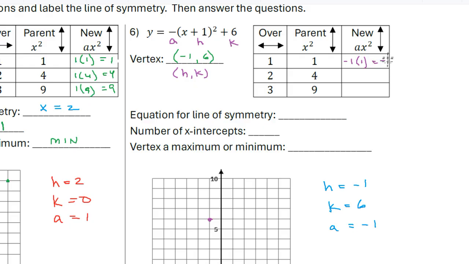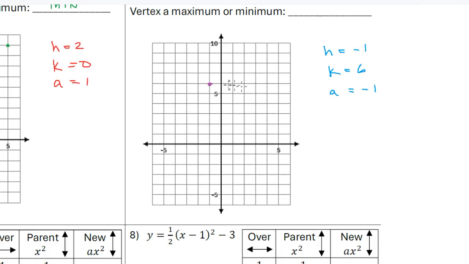So that equals -1. -1 times 4 is -4. And -1 times 9 is -9. So we're going to go over 1, down 1, over 2, down 4, and over 3, down 9. So over 1, down 1, over 2, 1, 2, 3, down 4. Notice every time I count, class, I go back to the vertex. So over 1, down 1, back to the vertex, over 2, down 4, back to the vertex, over 3, down 1, 2, 3, 4, 5, 6, 7, 8, 9.